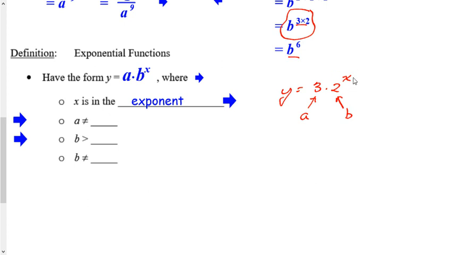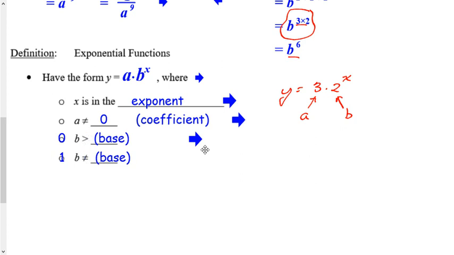Now, in order for this to be a useful function for us to use, we put on some limitations. We'd say that this coefficient a cannot equal 0, because if it's equal to 0, then I have y equals 0, just a horizontal line, not exponential. Similarly, we would say that the base b has to be greater than 0, but it can't equal 1. And again, this is just to give us a useful function.